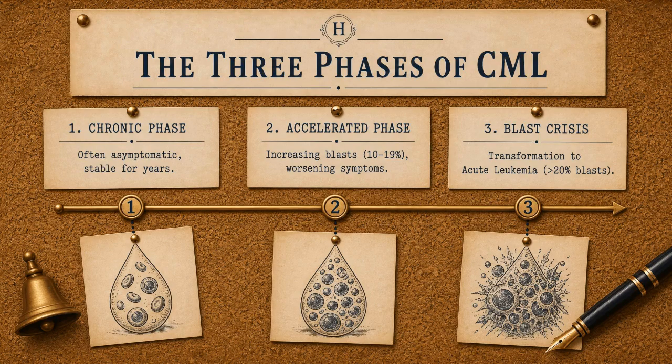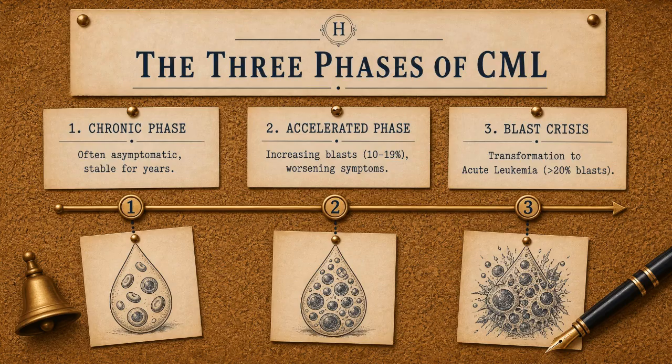But here's where CML gets really interesting. It typically progresses through 3 distinct phases, like a 3-act play. Act 1 is the chronic phase, where the disease is stable and manageable, with less than 10% blasts. This is where most patients are diagnosed. Act 2 is the accelerated phase, where things get challenging, with 10 to 19% blasts and worsening symptoms. The disease is becoming less responsive to treatment.